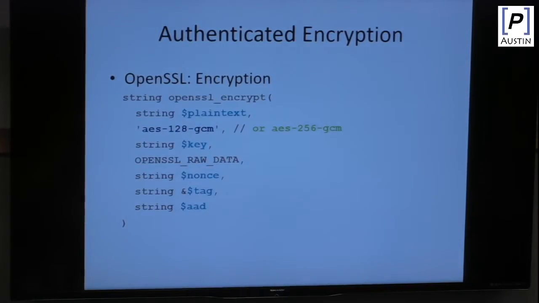So this is how you do authenticated encryption with OpenSSL. It's much more robust than Libsodium. The tag isn't appended to the ciphertext, it's its own parameter. This one has the AAD parameter as well. And then the tag and the AAD parameters weren't added into openssl_encrypt until PHP 7.1. ChaCha20-Poly1305 is not supported by this. Just looking at the function definition right there, it seems easier.